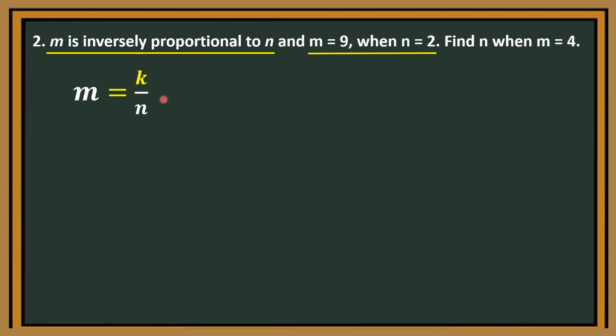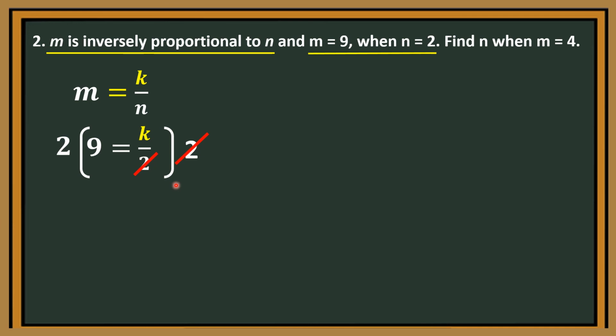M is equal to 9 when n is equal to 2. So let us substitute 9 for m, 2 for n. So that is 9 is equal to k over 2. Then let us solve for k by multiplying both sides by 2. So you can cancel 2.